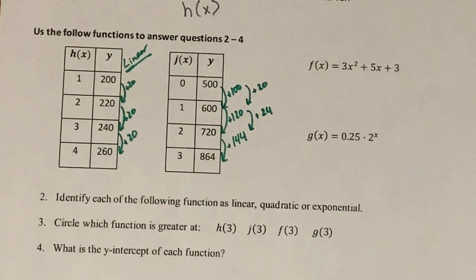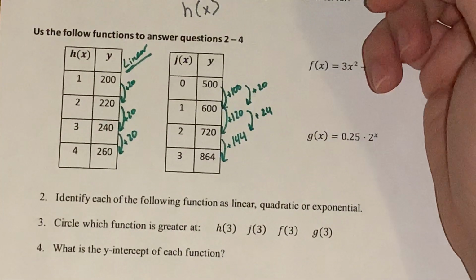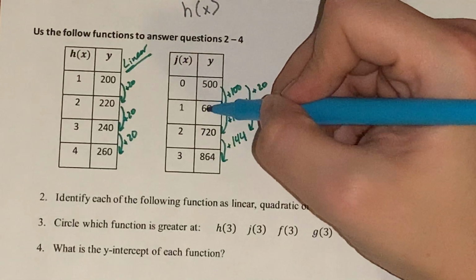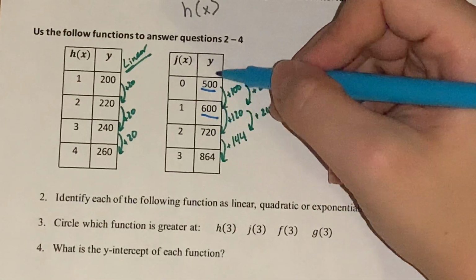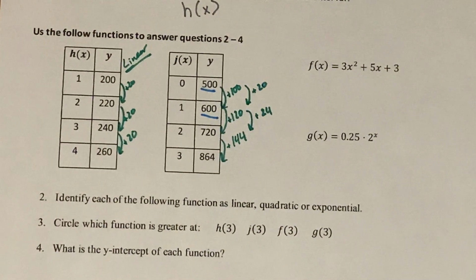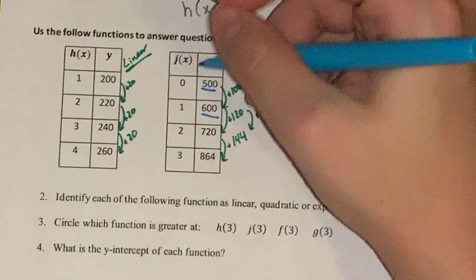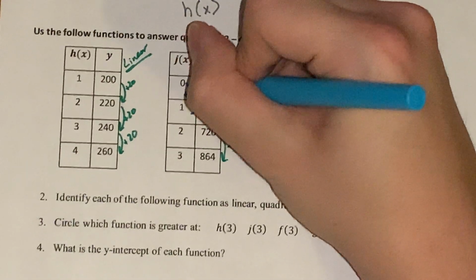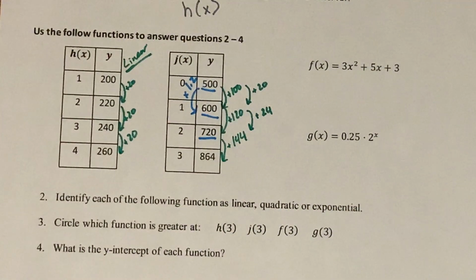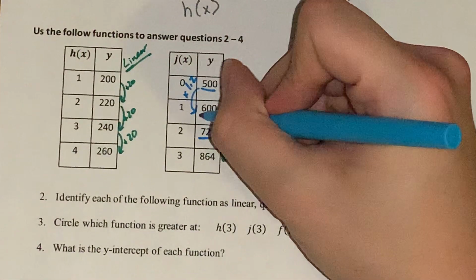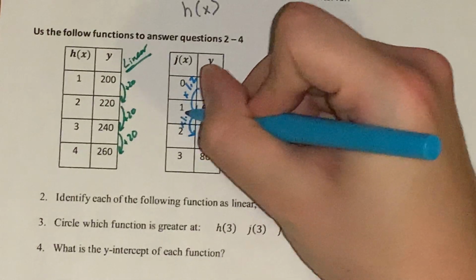If the first and second differences do not work, then you need to try to find a common ratio. So take the second number in your table and divide it by the first. So 600 divided by 500. That gives you a ratio, or a times 1.2. Then I take 720 and divide it by 600 to see what is being multiplied there. And that is being multiplied by 1.2.